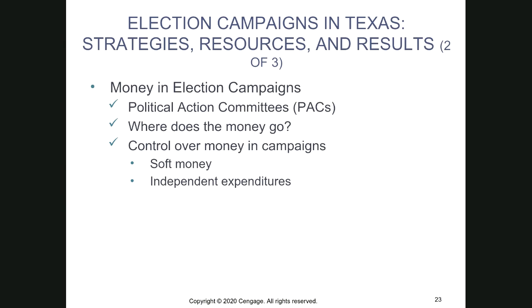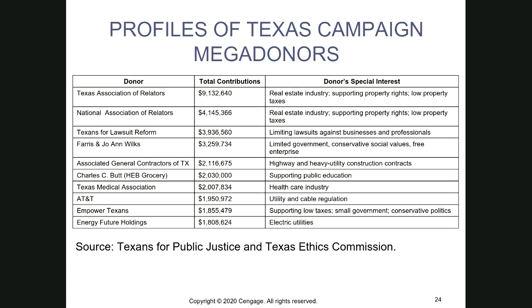And so the justices were really concerned about abridging individuals' First Amendment freedom. Now, the result of Citizens United, though, is that you do tend to see a lot more business interests dominating politics, because they're able to raise and contribute unlimited sums when it comes to soft money independent expenditure. And that's really what that next slide shows there, the profiles of Texas campaign mega donors. So you can see here that for the most part, we're looking at businesses and professionals that are campaigning, and we really don't have an equal playing field for our consumer group.